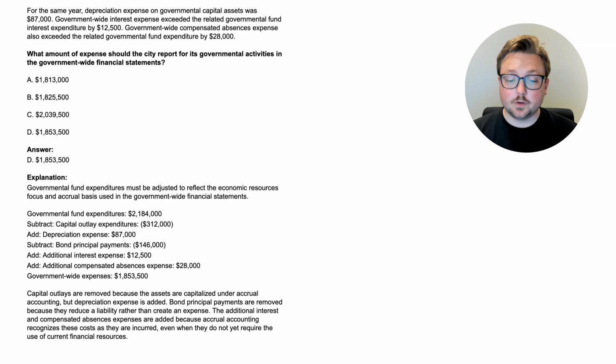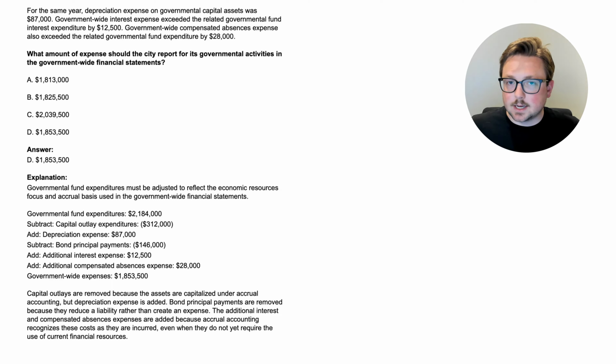Capital outlays are removed because the assets are capitalized under accrual accounting, but depreciation expense is added. So, we have to take away that whole expenditure because we're not counting all of it as an expense, but we do add back the depreciation expense. Bond principal payments are removed because they reduce a liability rather than create an expense. The additional interest and compensated absences expenses are added because accrual accounting recognizes these costs as they are incurred, even when they do not yet require the use of current financial resources. So again, just kind of seeing the differences there between expenditures and expenses.